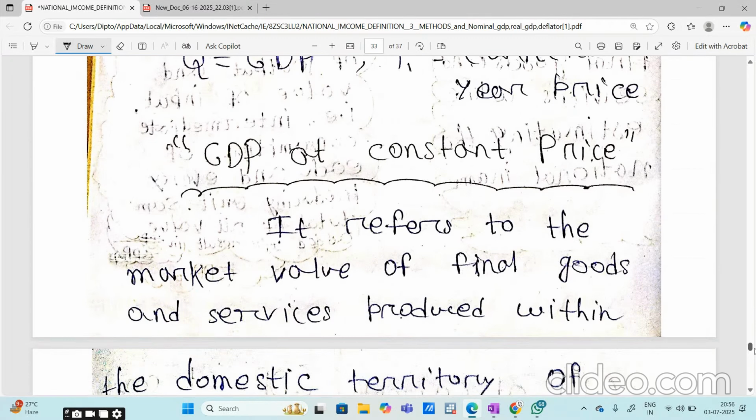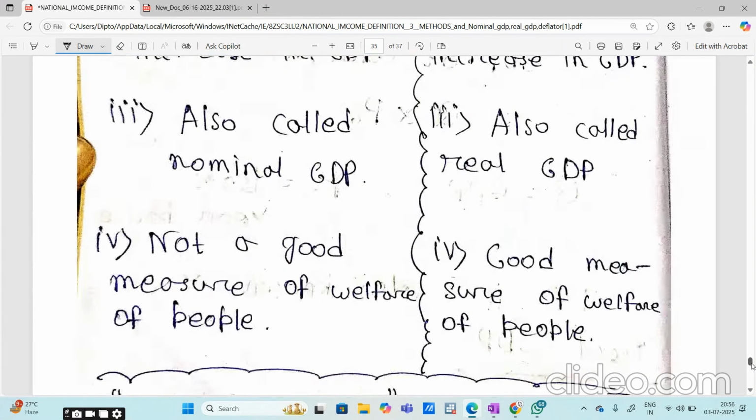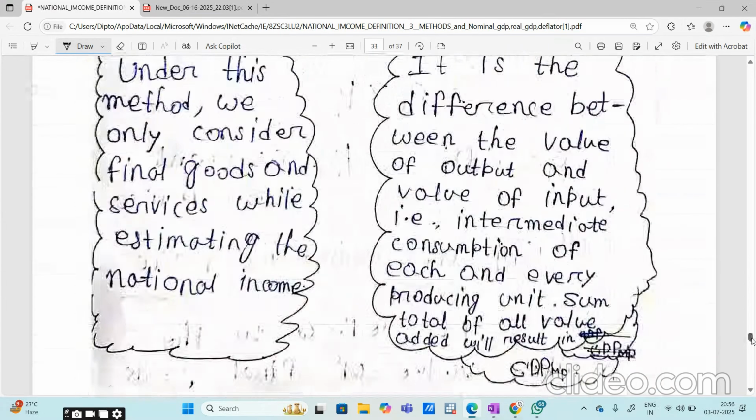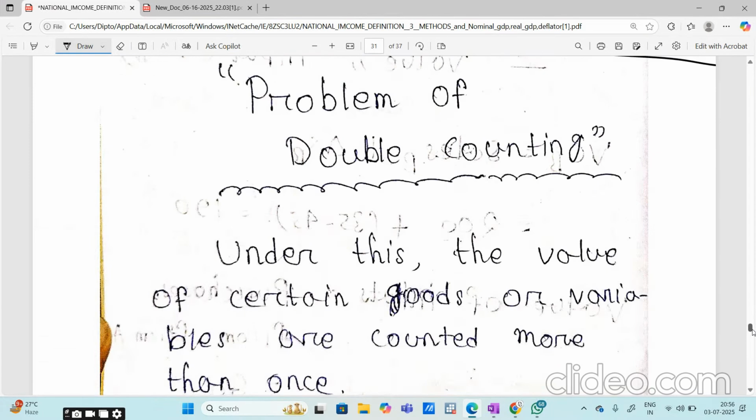We are going to discuss national disposable income, private savings. All of these things will be there in this lecture, and this will be the last lecture of the national income segment. Okay, so at first we'll start with the problem of double counting.